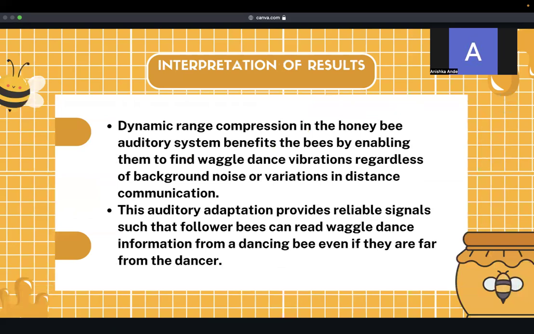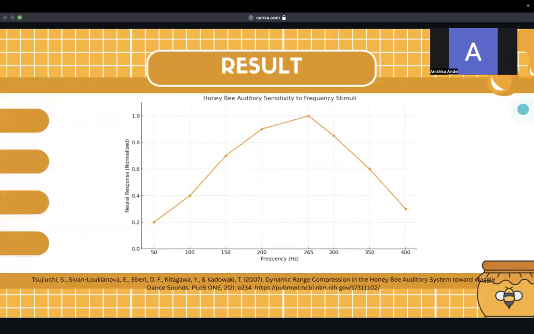The interpretation of these results is that dynamic range compression in the honeybee auditory system benefits the bees by enabling them to find waggle dance vibrations regardless of background noise or variations in communication distance. This auditory adaptation provides reliable signals such that follower bees can read waggle dance information from a dancing bee even if they are far from the dancer.